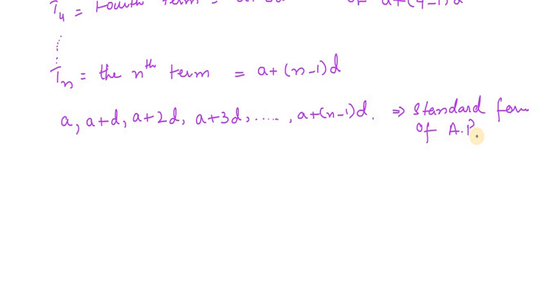Arithmetic progression. From this we can get the terms: for the first term, we put n equals to 1. So a plus 1 minus 1 of d, 1 minus 1 is 0, we get term 1 as a. And the second term is a plus 2 minus 1 of d, 2 minus 1 is 1, so we get a plus d. This is the general form of the nth term. Inputting the numbers n = 1, 2, 3, we get the required term.